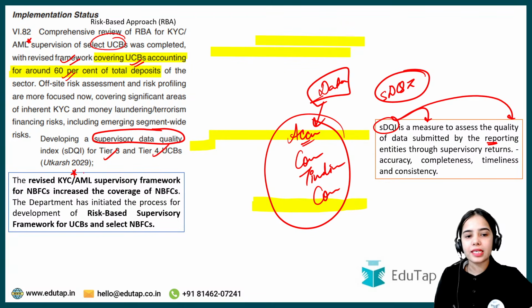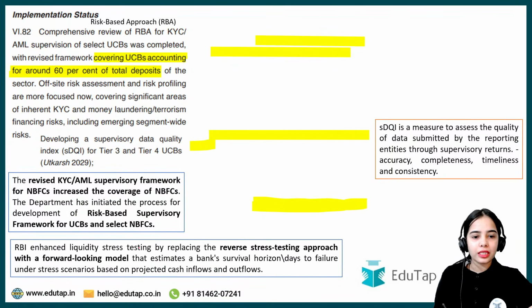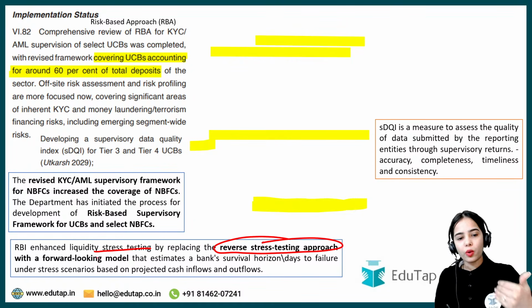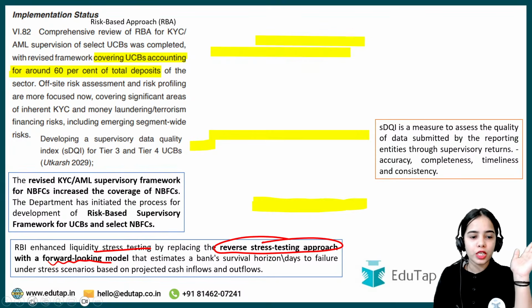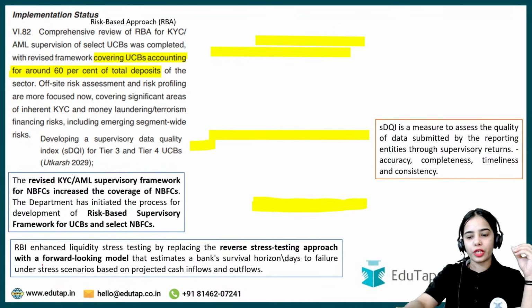The revised KYC anti money laundering supervisory framework for NBFCs increased the coverage of NBFCs, and the department has initiated the process for development of a risk-based supervisory framework for urban cooperative banks and select NBFCs. Next, RBI enhanced the liquidity stress testing. Rather than focusing on the reverse stress testing approach, RBI has said that we will be focusing on a forward-looking model.